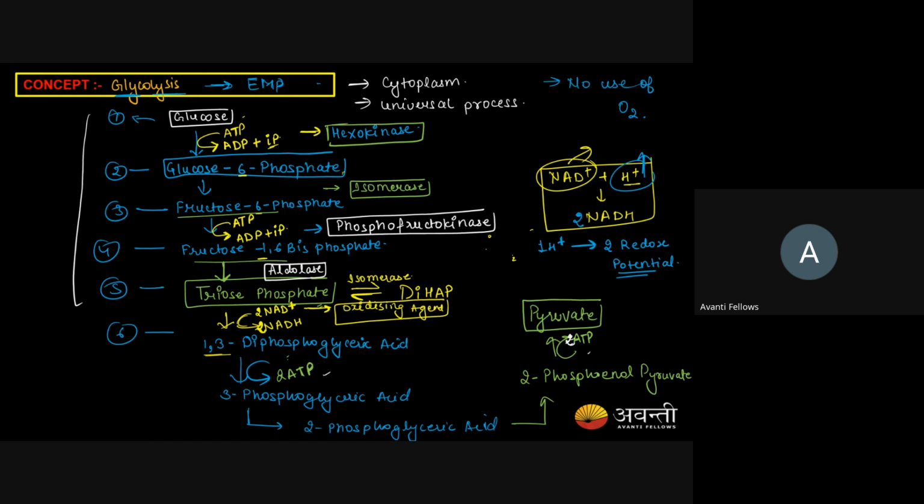Maximum questions are already asked from this table only. Like, at which step do we use 2 ATPs? In the first step, we use ATP for glucose to glucose 6 phosphate, and the second ATP we use in glucose 6 phosphate to glucose 1,6 bisphosphate. A second question can be asked: at which step do we gain the first ATP?